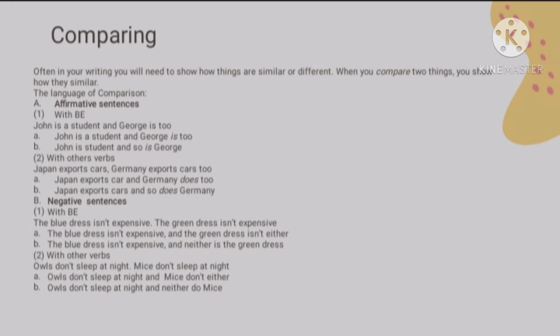With other verbs: Owls don't sleep at night. Mice don't sleep at night. Owls don't sleep at night and mice don't either. Owls don't sleep at night and neither do mice.